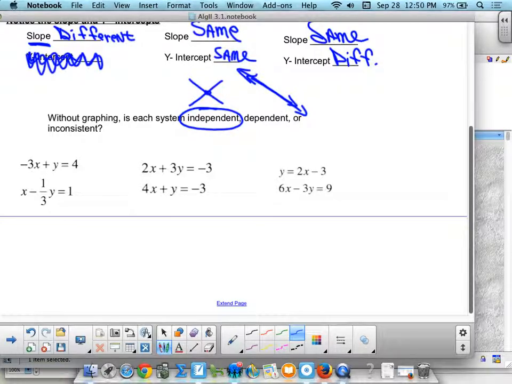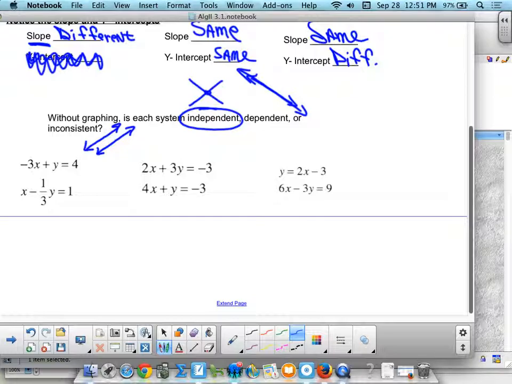Or is it going to be what? Inconsistent. That'd be this. Okay, which one is it? Well, how are you going to solve that system? Tell me what it is without graphing. What would you do?